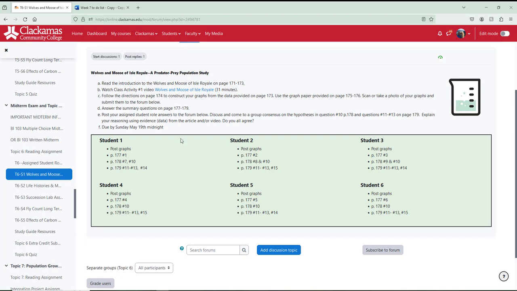And then you have your student role questions that you'll answer. Notice that everybody's going to be answering the same three questions, 11 through 13, at the end. Then for numbers 10, 11, 12, explain your reasoning, evidence. Do you all agree? You can just answer your student role questions. You don't necessarily have to come up with a consensus on your hypothesis, since you're answering your own within the student role. Just address your student role part. That is due by Sunday midnight.